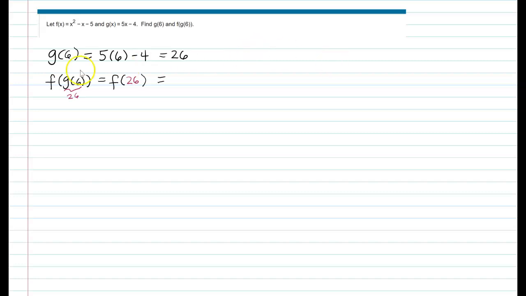So that means you evaluate the function here at x equals 26. So that is 26 squared minus 26 minus 5. And then you can plug this into your calculator. Now, plugging this into my calculator, this is what I got: 645. So f of g of 6 is equal to 645.